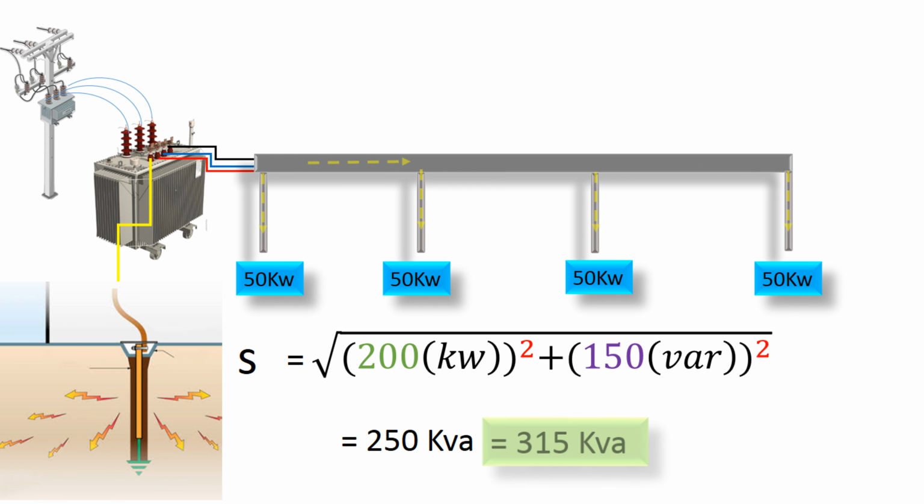However, we don't select a transformer with exactly the calculated rating. Instead, we choose the next standard transformer size above the calculated value. In my region, the next standard size is 315 kVA. Depending on where you live, the standard rating might be 300, 350, or it may also be 315 kVA. The important point is to select the next available standard transformer rating above the calculated apparent power.